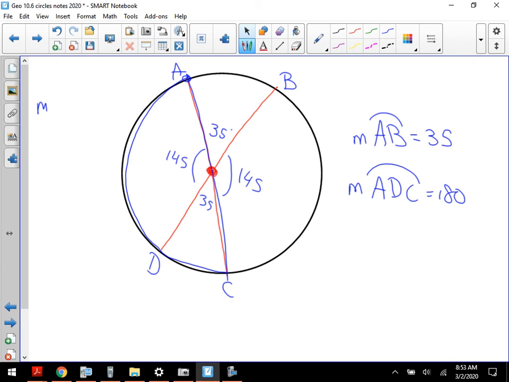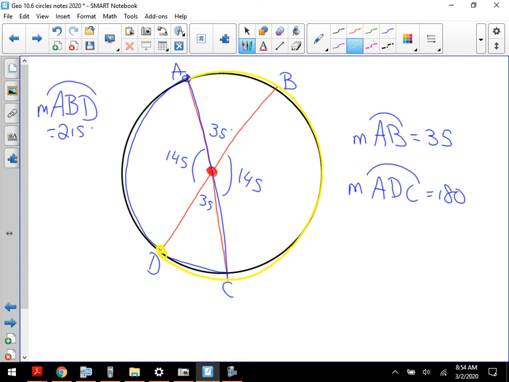What about this? Measure of A, B, D. That's a major arc. Good. If I want to say A, B, D, again, I'm just following the letters around. I start at A again, and I follow around to D. Well, going all the way around that way was 180 and then some. So to that 180, what do you add? The 35, you get 250.